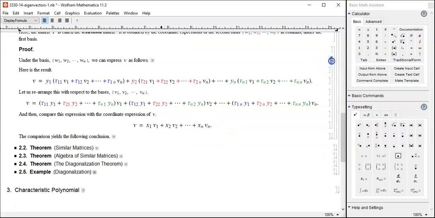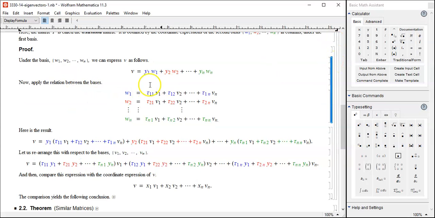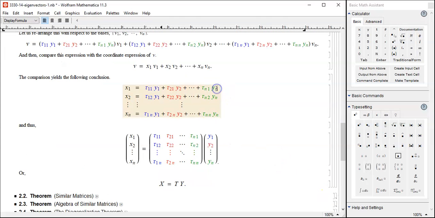You're going to end up with, let's see, W1 is this, and W2 here is that, and so on. And then you can rearrange them, and you're going to get this expression. So this corresponds to x1, that corresponds to x2, and so on. So compare. The result: x1 is this linear combination, x2 is this linear combination, and so on, with respect to y1 through yn. And that happens to be equivalent to this matrix multiplication.